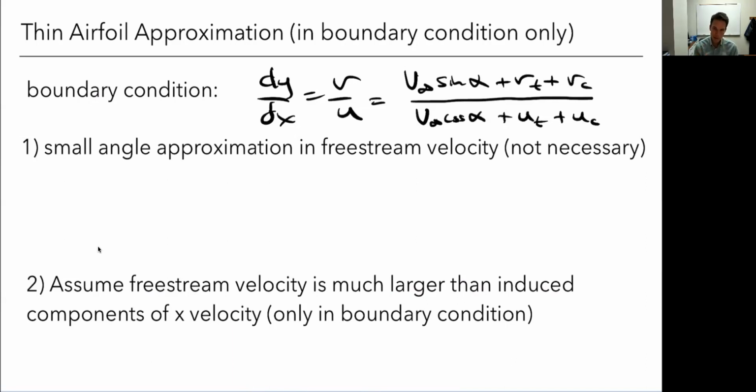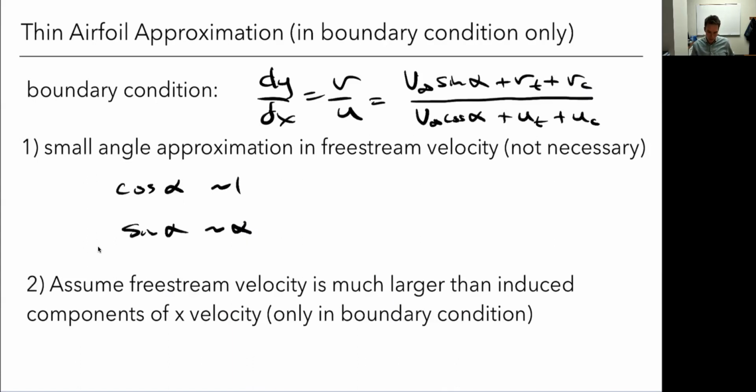Actually, this one is not necessary to do. You can actually solve thin airfoil theory exactly without doing this, but I'm going to do it because it's commonly done and it's just going to save me a little bit of writing. So we're going to assume that cosine of alpha is about 1 and sine of alpha is alpha. Okay, small angle. Again, you don't actually need to do this. You can completely solve everything. It's not any harder.